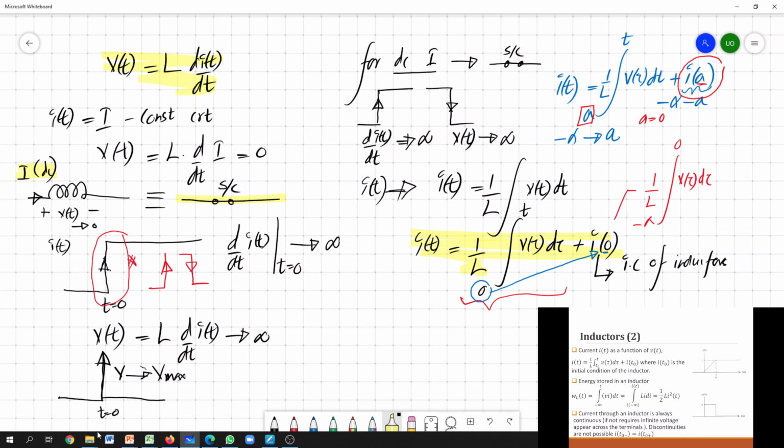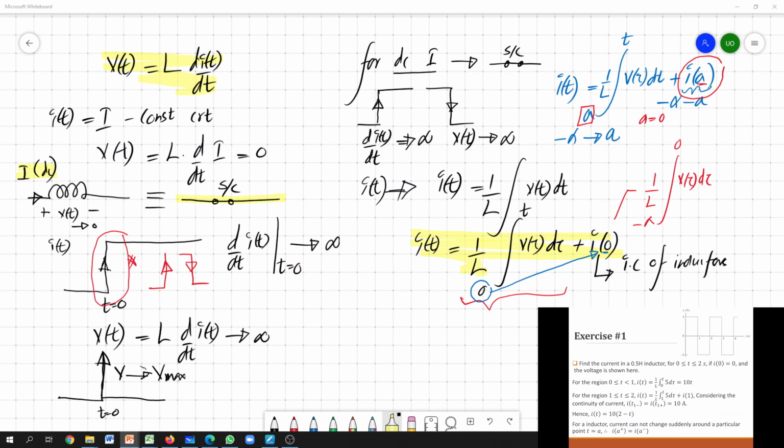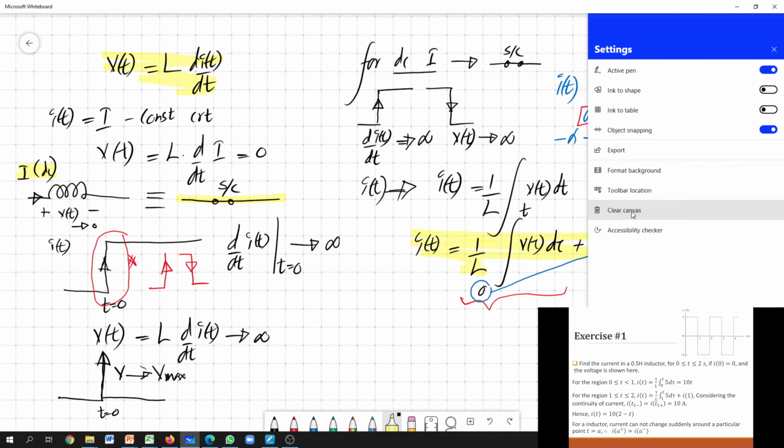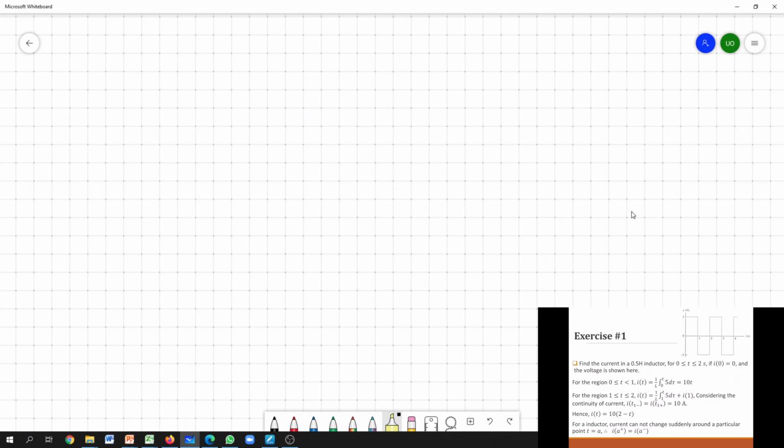So it's basically 1 over L integral of the voltage from 0 to t plus the initial condition, or the initial current of the inductor. So we'll take one example to understand it properly. I'm referring to exercise 1, which is in the slides I gave to you.